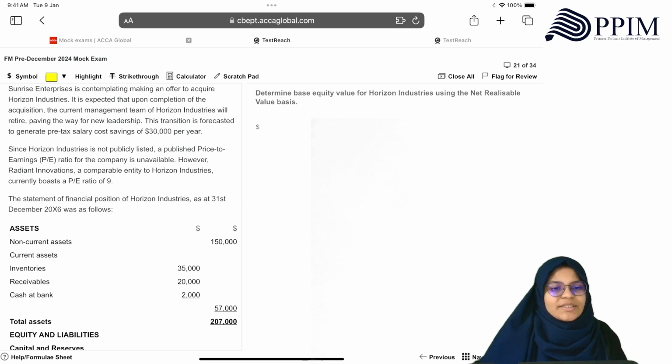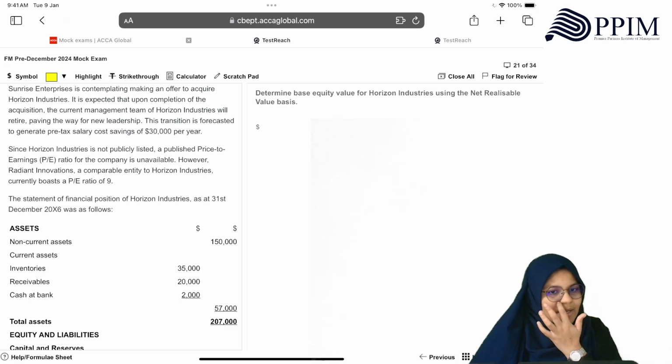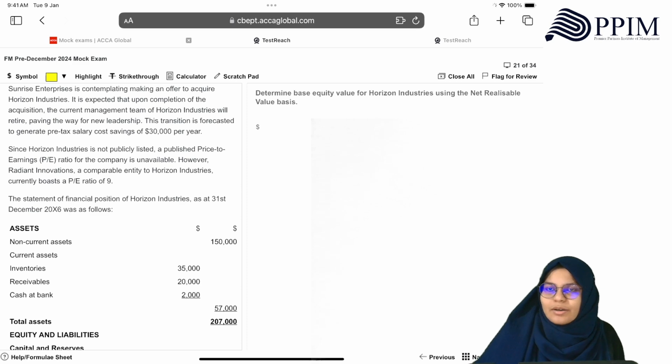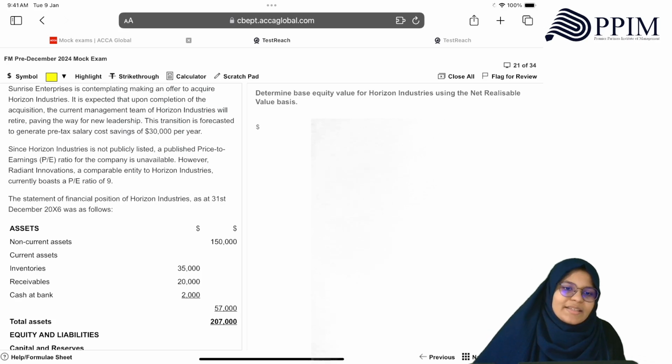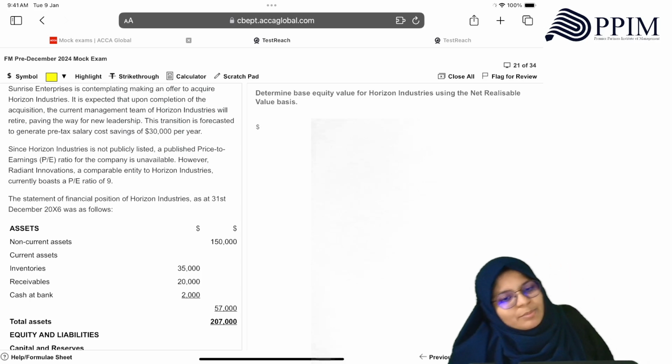Okay, so it says here Sunrise Enterprises is contemplating making an offer to acquire Horizon Industries. So they are thinking of buying this company called Horizon Industries. It is expected that upon completion of the acquisition, the current management team of Horizon will retire, paving the way for new leadership. This transition is forecasted to generate a pre-tax salary cost savings of 30,000 per year. Since Horizon is not publicly listed, a published price to earnings ratio for the company is unavailable. So we don't have a PE ratio.